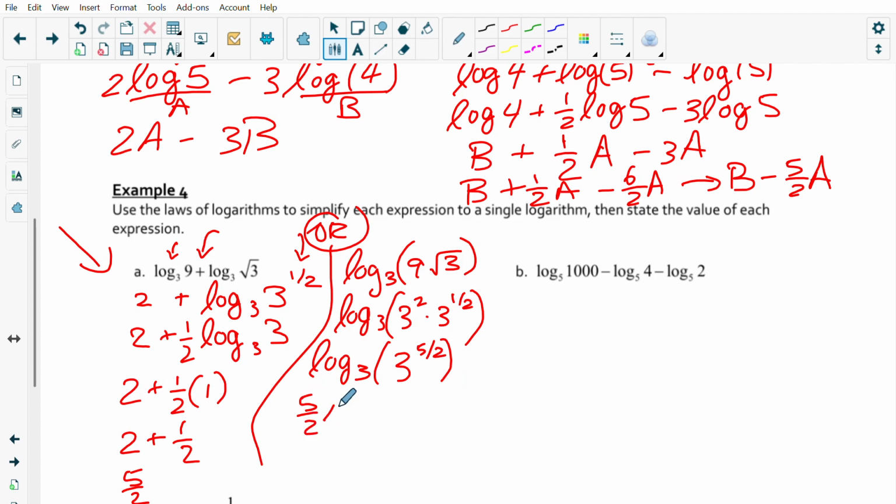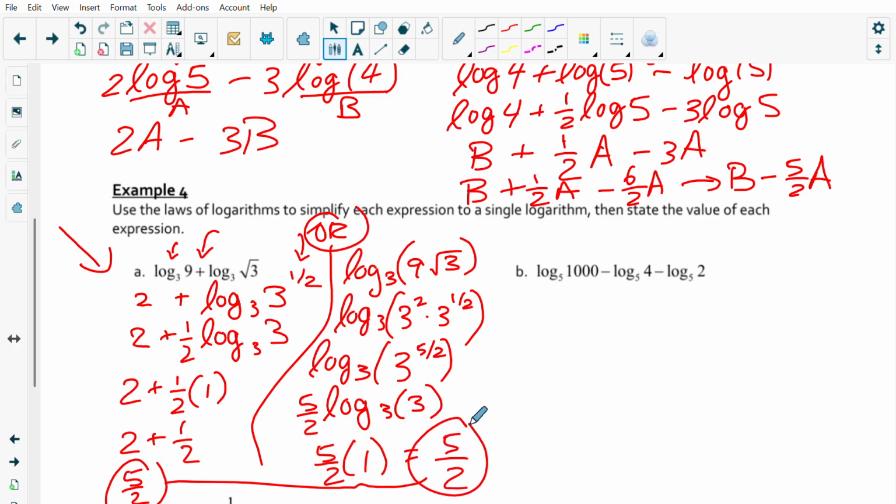Okay, I'm going to use the power law. Bring that 5/2 forward here as the coefficient times log base 3 of 3. What's the last step? What's log base 3 of 3? That is 1. So it's 5/2 times 1, and that equals 5/2. Well, it's the same as what we had before.